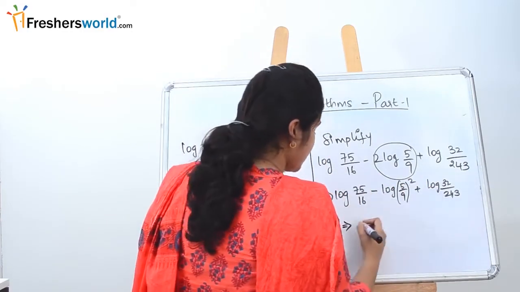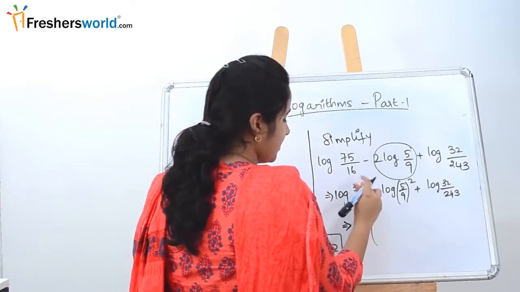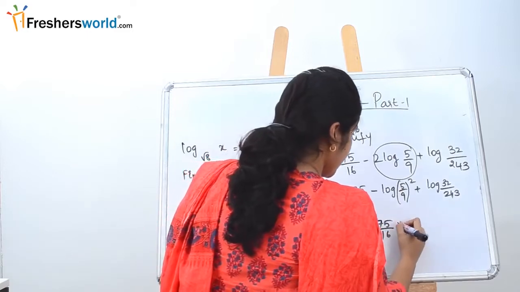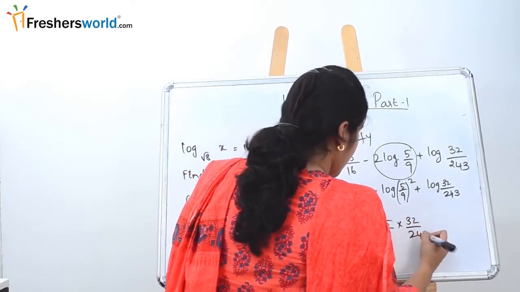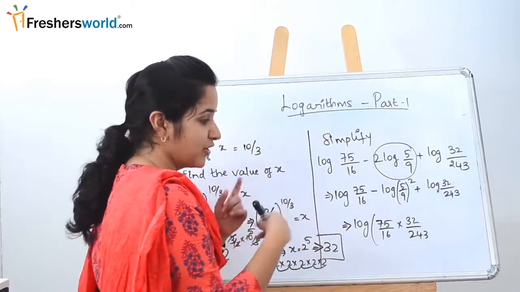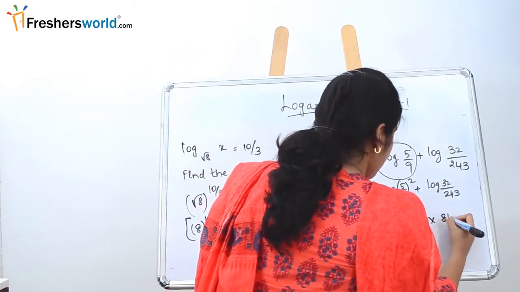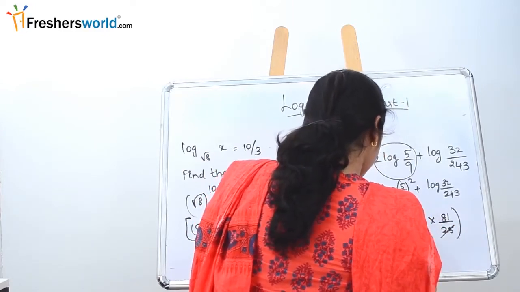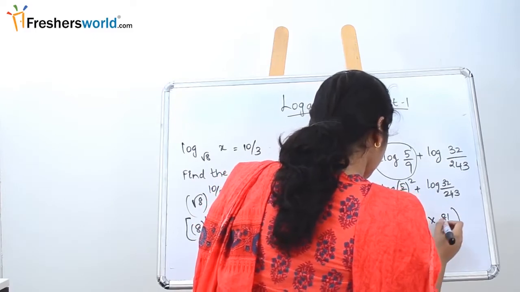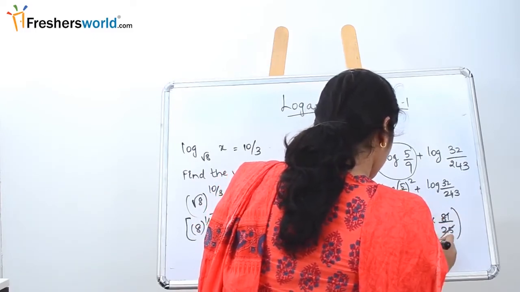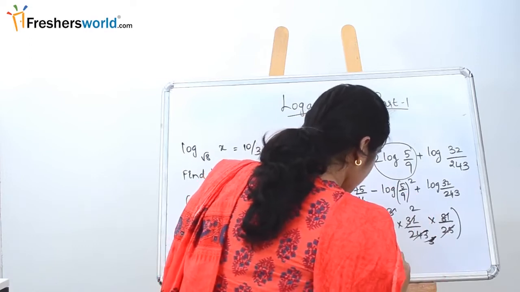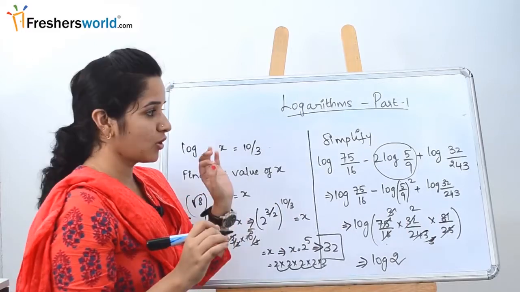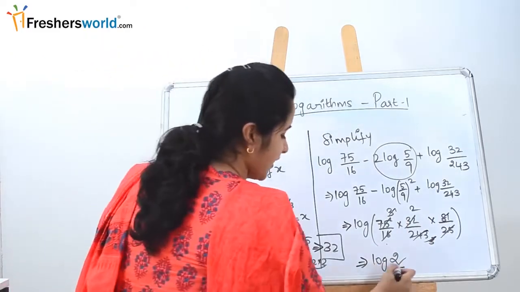So all these things can be clubbed together. We know that whatever we are adding can be multiplied. So 75 into 16 into 32 by 243. As this is in a negative form, we know we have to take the reversal of it, which is nothing but 81 by 25. So once you cancel it, 3, 2, 3, 2. Okay. So the value of log 75 by 16 minus 2 log 5 by 9 plus log 32 by 243 can be simplified to log 2.